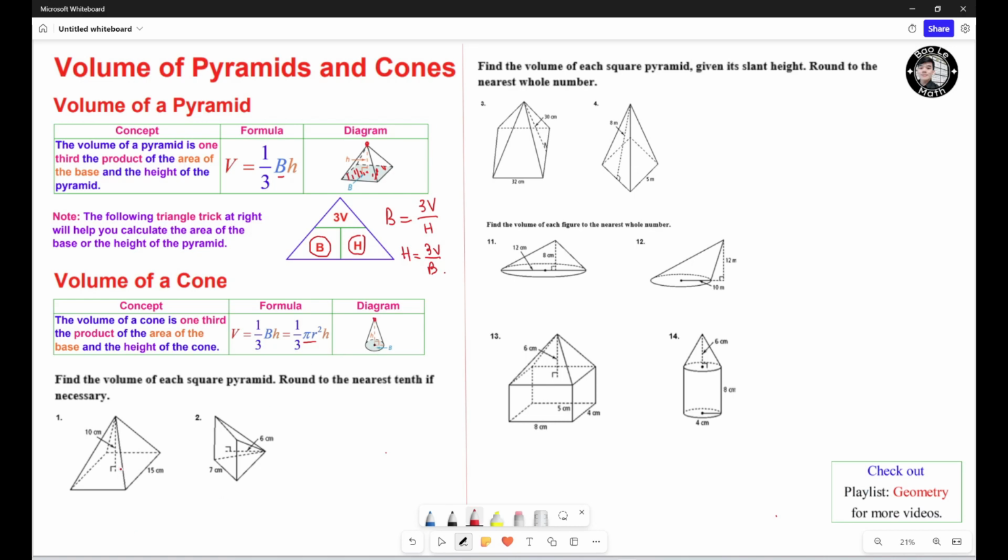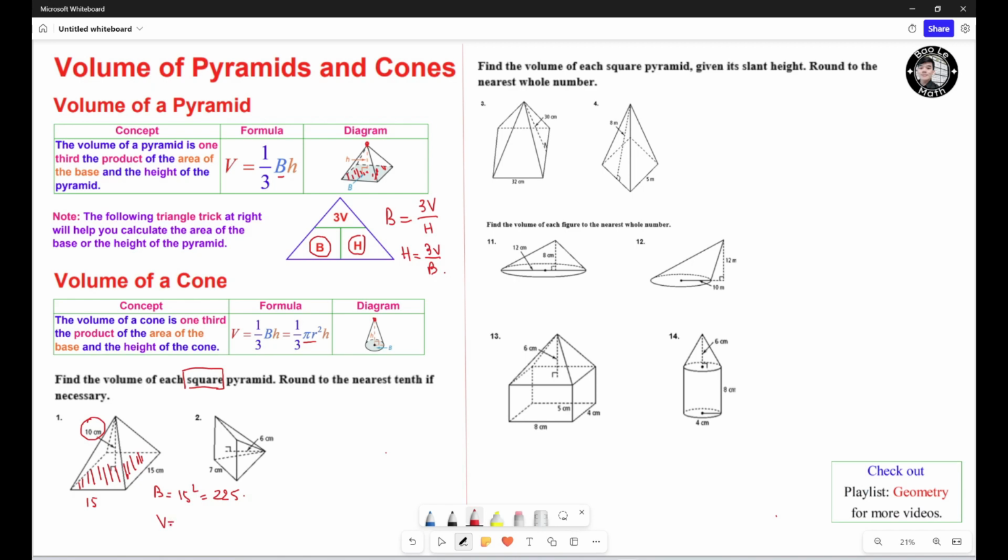Alright, so let's take a look at the first example right here. Find the volume of each square pyramid. The question says square pyramid, which means the base is a square. So this is 15, this must be 15. So we have the area of the base equal to 15 squared, which is 225. The height is going to be right here. Keep in mind, you always shade the base and circle the height. So the base right here, you just calculate the base, it's going to be 225.